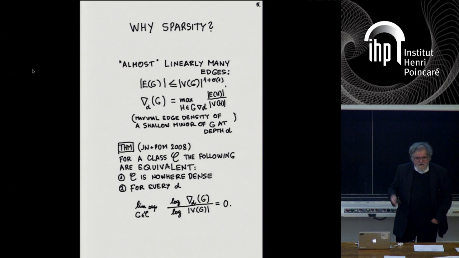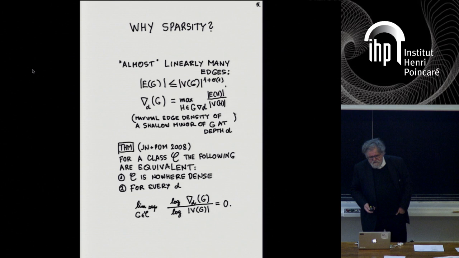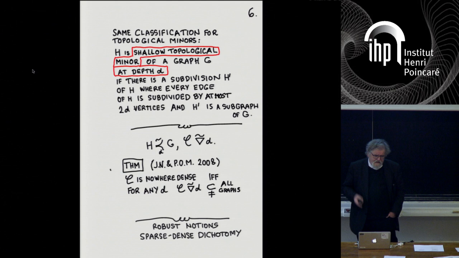I mean, it's this notion of this dividing dichotomy, if you want, between the nowhere dense and somewhere dense, is very, very stable under the various definitions or interpretations. So, for example, here is an example. It's exactly the same dividing line between the somewhere and nowhere dense if you speak about a shallow topological minor.